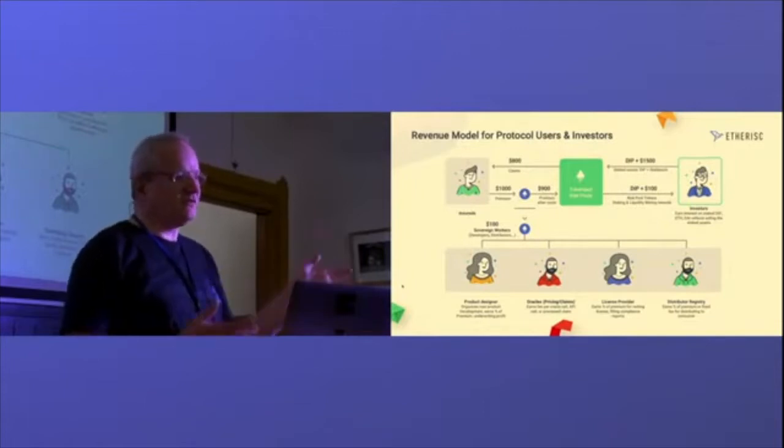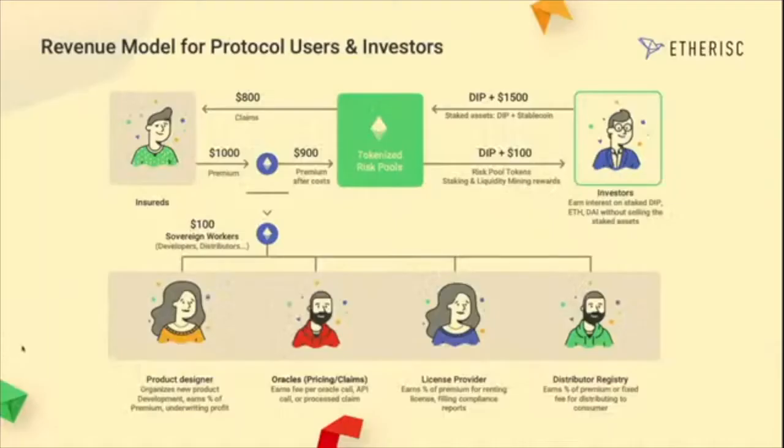But let's explain what we are doing here. We have the insured on the left side. He's paying a premium. Part of the premium is simple cost, covering the operating cost and distribution cost. In our case, we call these people sovereign workers, because everybody can engage in this role. Anybody can be a distributor, a product developer, an actuary, a license provider. These people get paid with a certain amount of fee, and the rest of the premium is then put into a risk pool.